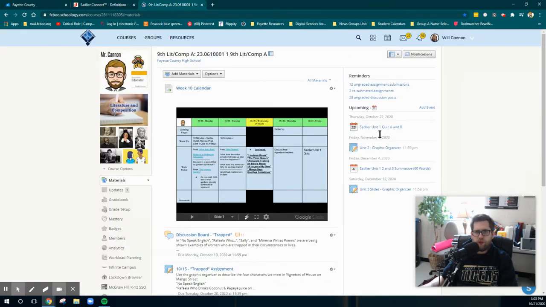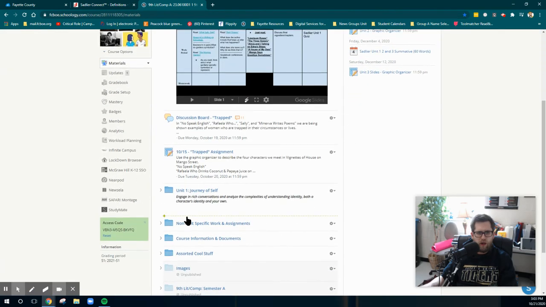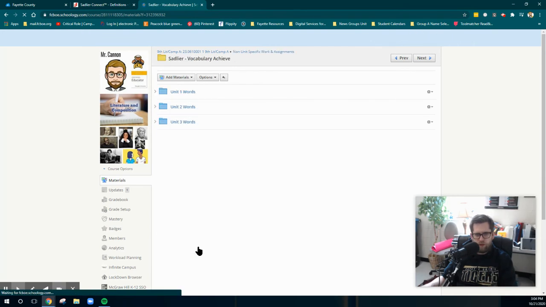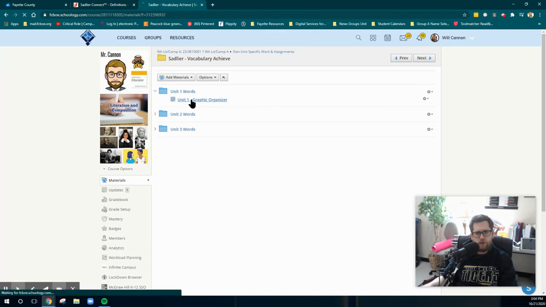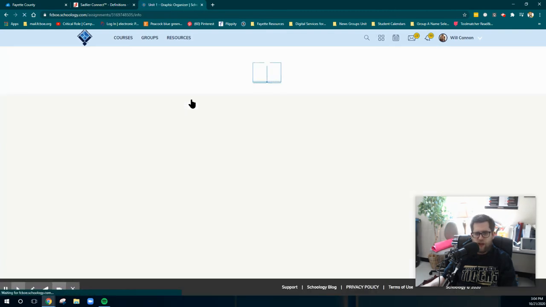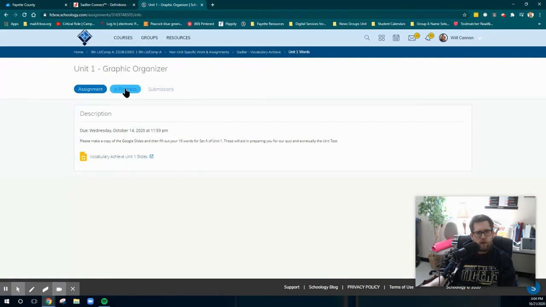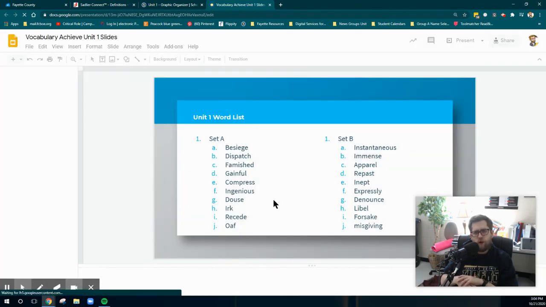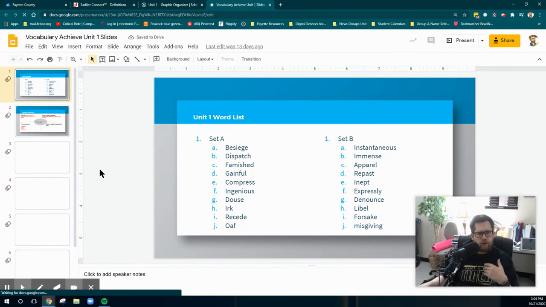When we go into Schoology, you'll find your graphic organizers for Sadlier. So you'd go to non-unit specific work and assignments, basically things not related to the book we're reading or the thing that we're focusing on. And when you go down here, you can find the Unit 1 Words graphic organizer. And this is listed as an assignment, but it's an ungraded assignment. And when you click on these slides, you have access to a graphic organizer that I've told you about and that I want you to use to help you learn these words.